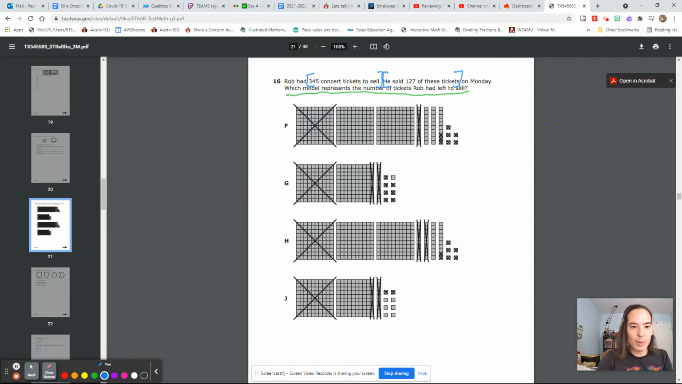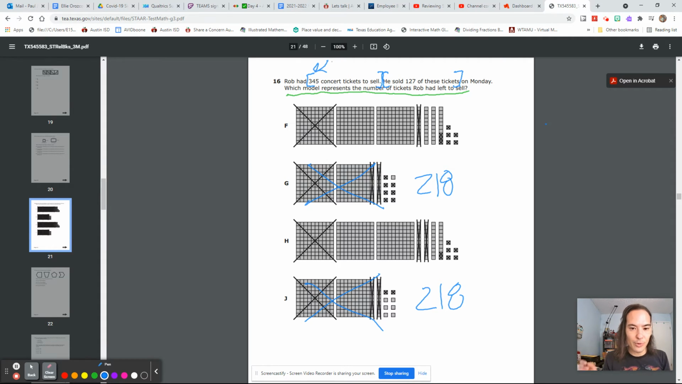So I'm supposed to start with 345. All right. 100, 200, 300, 10, 20, 30, 40, 5. I started with 345. Let's look at G. 100, 200, 10, 8. That's 218. That's not the right amount. So G is a bad answer because we didn't start with the right amount. I can also see on this one, they only started with 200, 10, and 8 ones. It's another one that starts with 218. So they started with 218 and took it away.